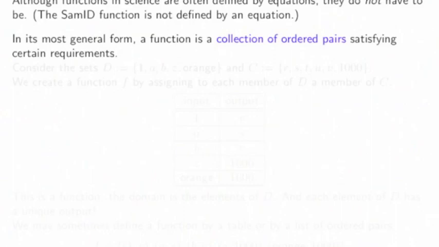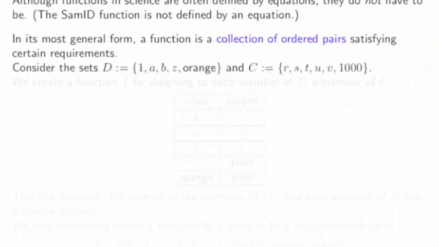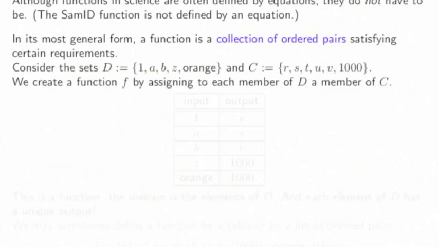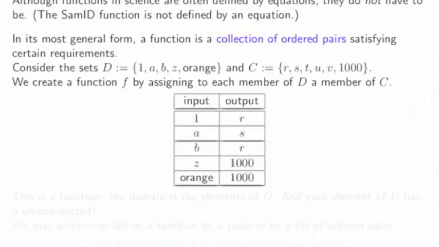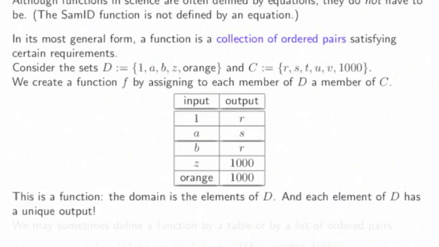In its most general form, a function is a collection of ordered pairs satisfying certain requirements. For example, consider the set D, which has in it the number 1, the letters A, B, and Z, and the word orange. And the set C, which has in it the letters R, S, T, U, and V, and the number 1000. We could create a function f from D to C just by assigning to each member of D a member of C and creating this table. On the left are the inputs, the elements from D, 1, A, B, Z, orange, and on the right are some outputs. This is a function. The domain is the elements of D. Each element of D has a unique output.